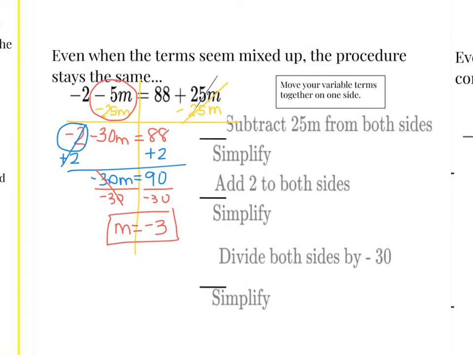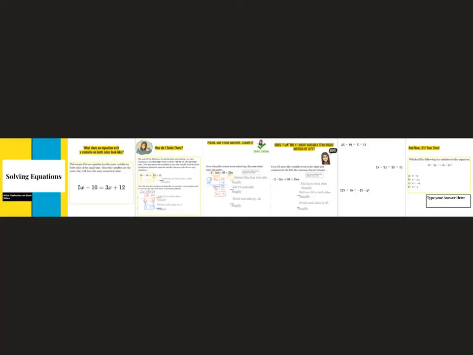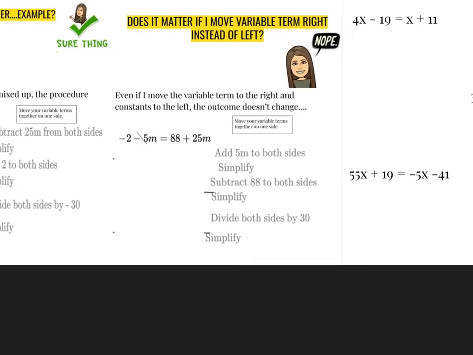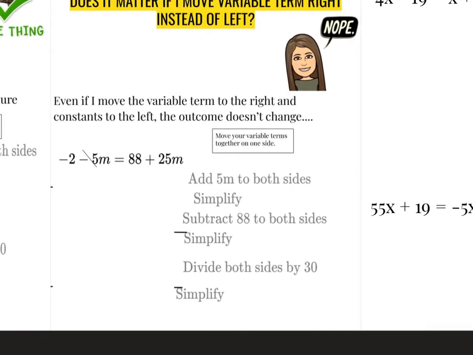Now as I've done those two problems, I've moved all of my variable terms to the left side. But let's find out if it really matters. Same problem we just did. This time, I'm going to move the negative 5m to the right side. Well, it's a negative 5m here, so to cancel the whole term off of the left side, you need to add 5m.